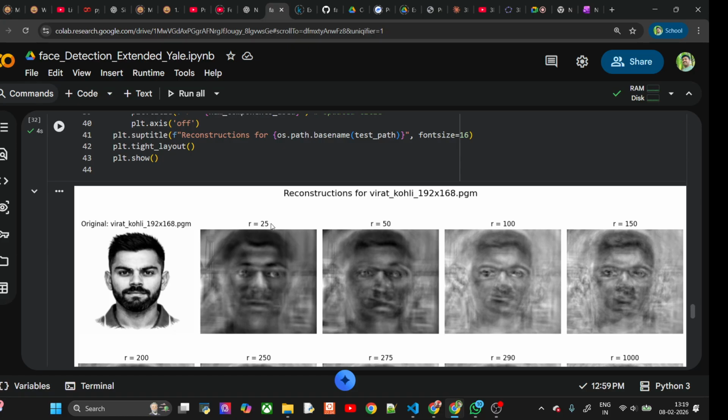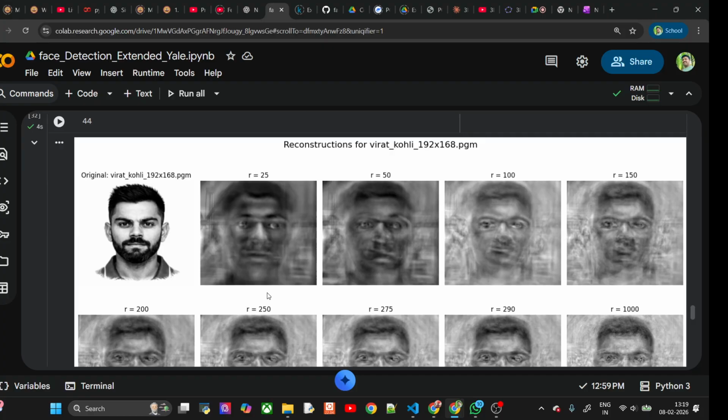So these are the first 25 principal components from the Extended Yale Face dataset, and I am projecting this image onto them. I am trying to see, but this image does not look like Virat Kohli. So if I project onto the first 25 principal components, I am not getting the actual image.